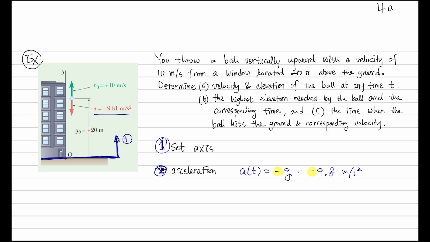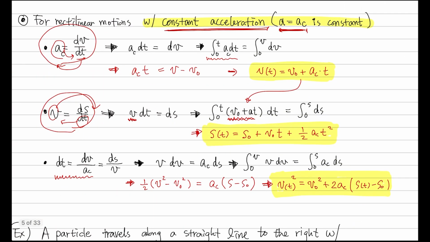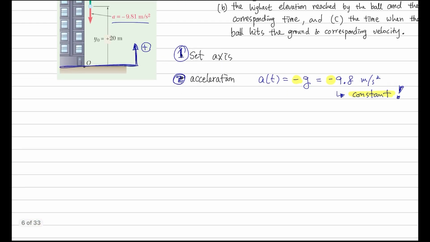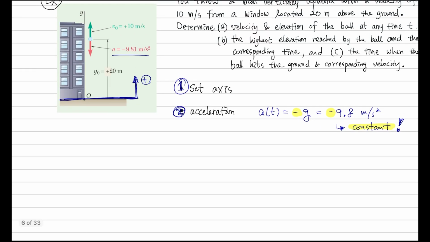And another important thing is it's a constant. Because it's a constant, this is the case of rectilinear motion with constant acceleration. So we can use these sets of equations. All right? And then now we will just try to find these depending on the problem set.